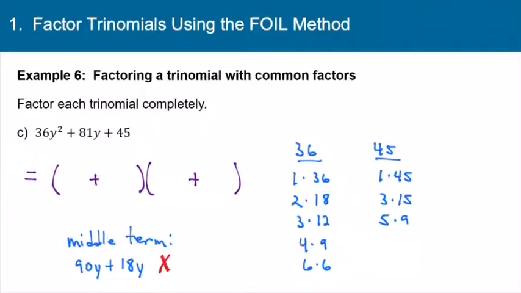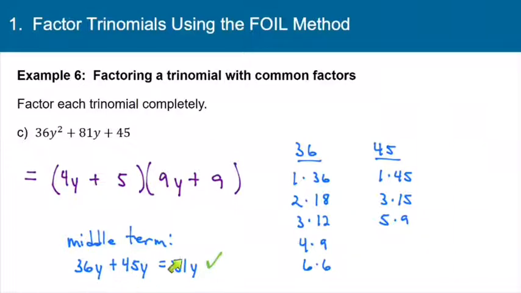Let's try 4y times 9y. And let's go back and try 5 times 9 again. So I'll put a 5 here and a 9 here, and let's check our middle term. Outer times outer is going to be 36y. Inner times inner is going to be 45y. And that is going to add up to 81y, which is what we wanted.